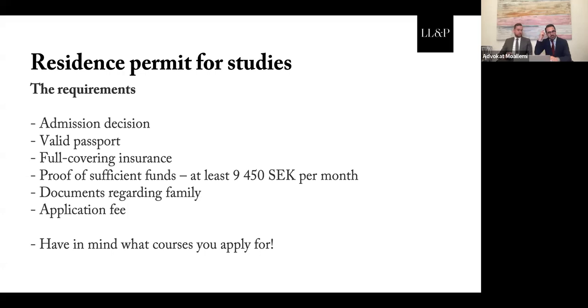If your family is coming with you, then you need documentation in regards to them, marriage certificate, birth certificate, etc. We'll not go into detail, but when you apply for a study permit, you can apply for your family to come with you as well. And then, of course, you pay the migration agency application fee.